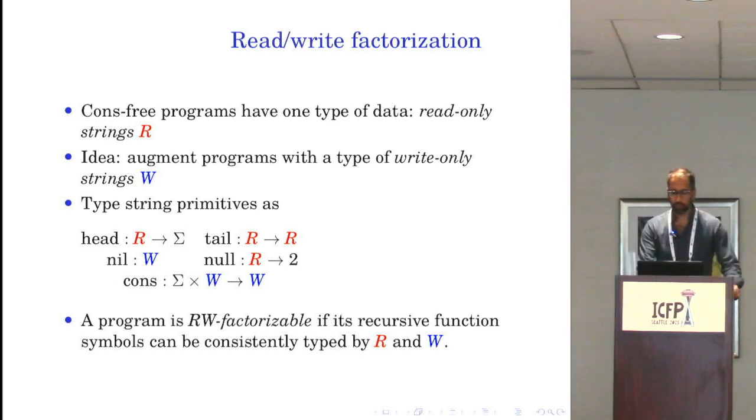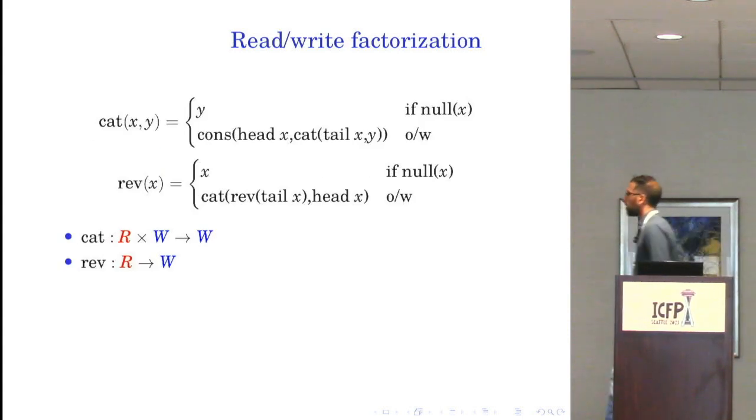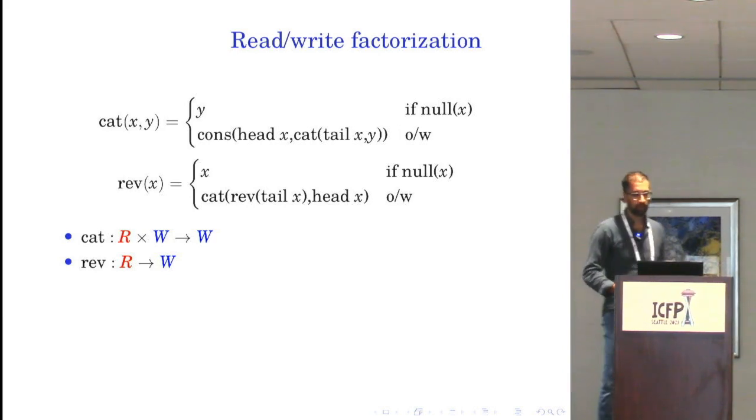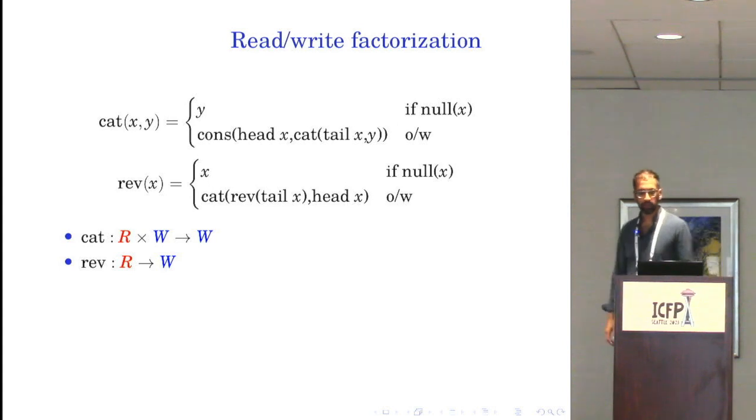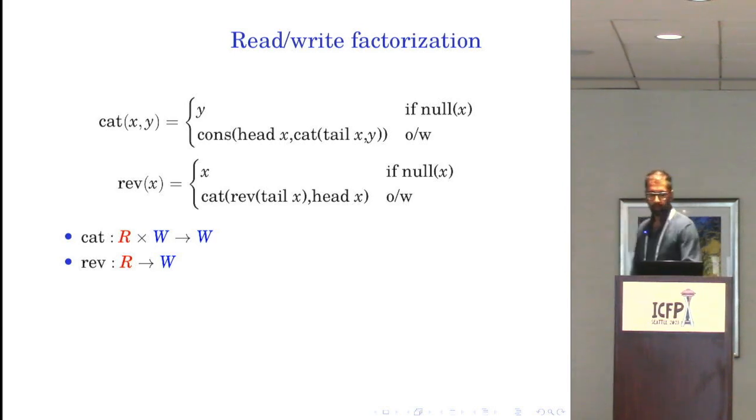So if we look at the previous two examples of concatenation and reverse, we can see that they can in fact be typed this way. For concatenation, it's important that the first variable is a read-only variable, which we destruct, and the second variable is a write-only variable, which we construct. And then reverse is just a function from R to W. And if you go through this syntactically, you can check that this typing is correct.